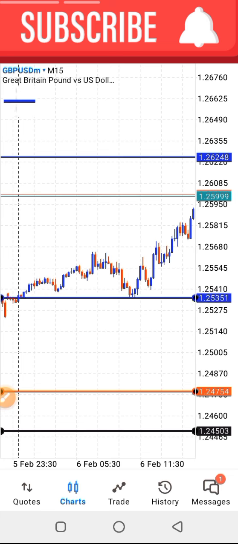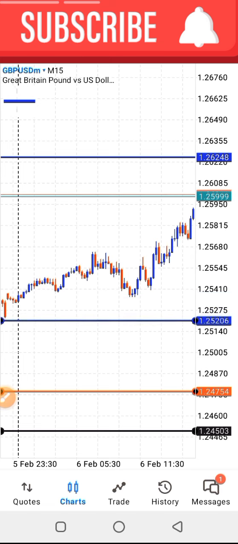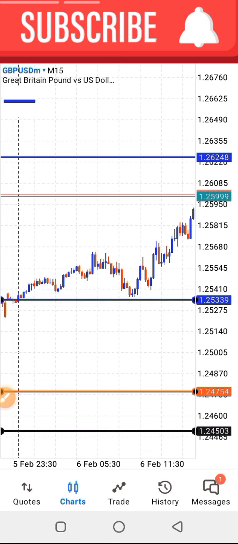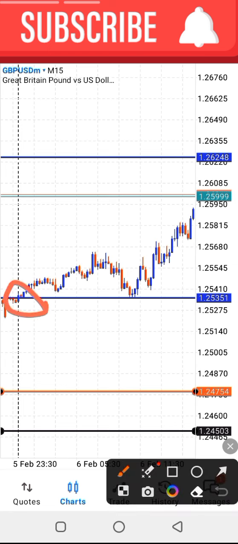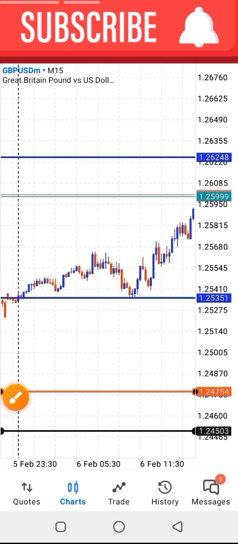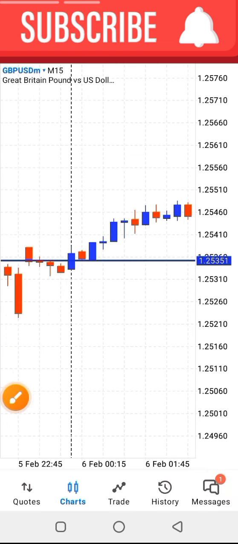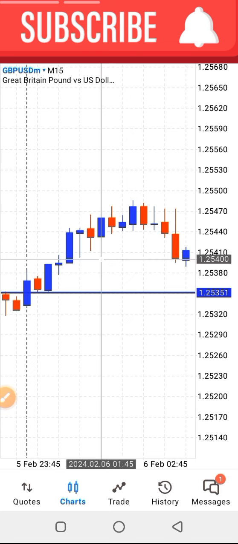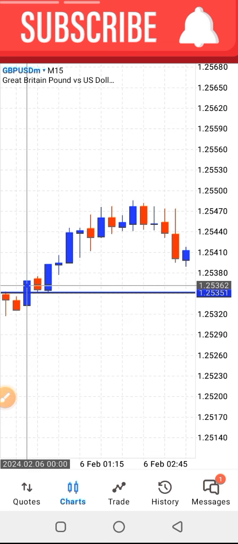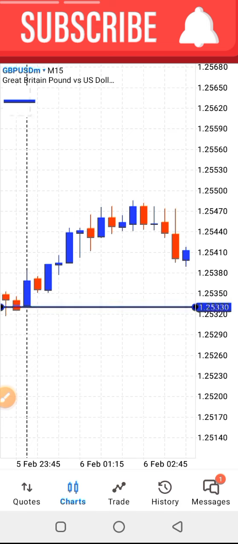So I think this is the lowest point for Tuesday. Let's see, all right, the lowest point for Tuesday is right here. Let me zoom it in so you can see it very well. You can see that's the lowest point for Tuesday. Or let me check, is this Tuesday already? Okay, that's Tuesday. So the lowest point has to be this candle right here. Yes, that's the lowest point for Tuesday.